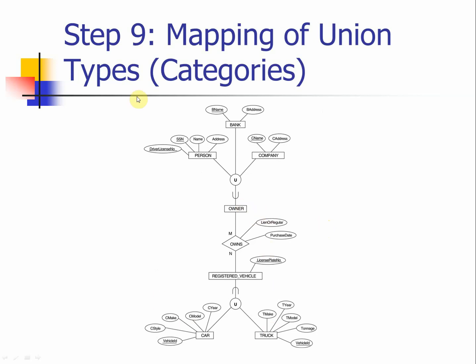So if we look into a bigger picture over here, you can see that the top part is the one that we have focused on. Now the other part, registered vehicle, has another union type. So of course, when we do that, we need to have a car with a vehicle ID links back to the registered vehicle. Truck has another ID attribute as a foreign key link back to the registered vehicle. And then we will also have local attributes to the registered vehicle, and then use an M to N relationship to connect the two.